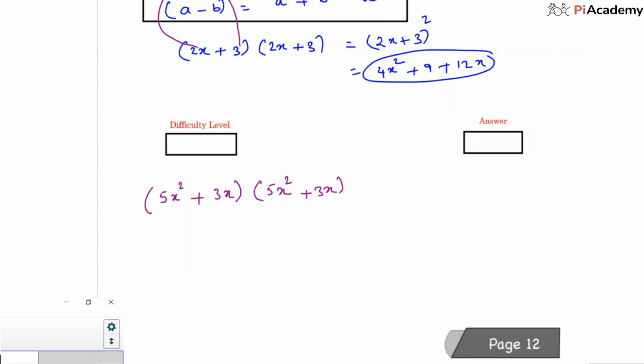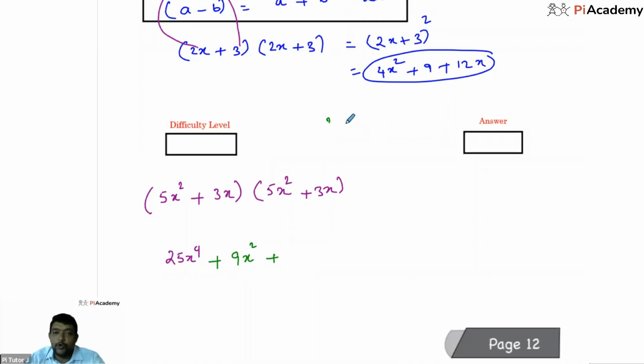So 5x squared times 5x squared. So 25x cubed. 25x to the power of 4, right? Oh, yeah. It's not 25x cubed. It is 25x to the power of 4. Yeah, and then 3x times 3x is 9x squared, right? Yeah, and then 3x times 5x squared is 15x cubed. Times 2. 3x times 5x to the power of 2 is 15x cubed.